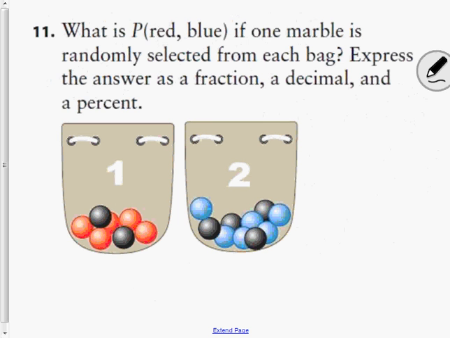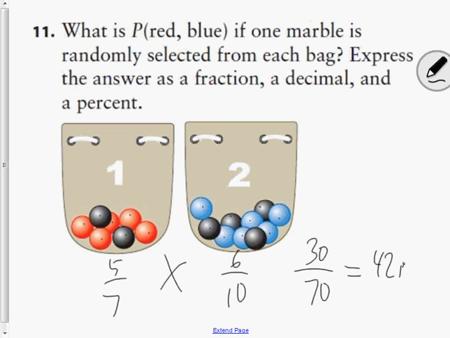Question 11 says, what's the probability of a red-blue combination? In this bag, there are 1, 2, 3, 4, 5, 6, 7 marbles. 5 of them are red. In this bag, there are 1, 2, 3, 4, 5, 6, 7, 8, 9, 10 marbles, and 6 of them are blue. So the combined probability of a red-blue would be 30 out of 70, which is less than 50%. I think it works out to be 42-ish percent.